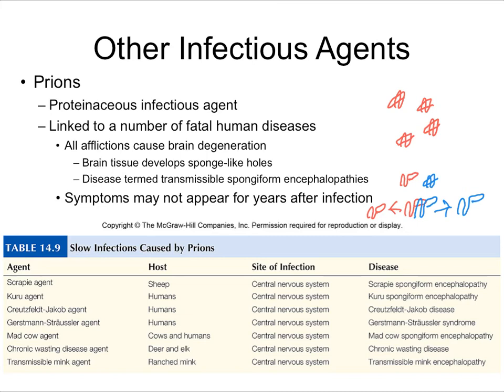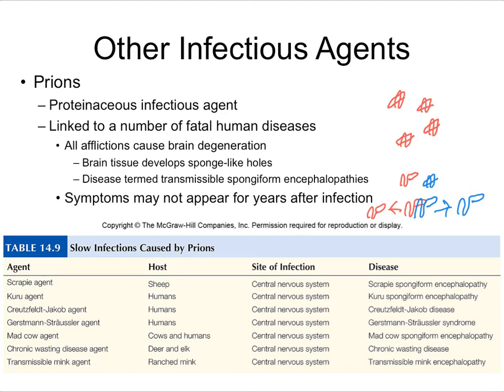So basically, you have to eat somebody else's brain in order to get this prion infection. And they're very, very rare. There have actually been fairly few cases of this. But it can cross species. It's very rare for it to cross species, but it does happen.